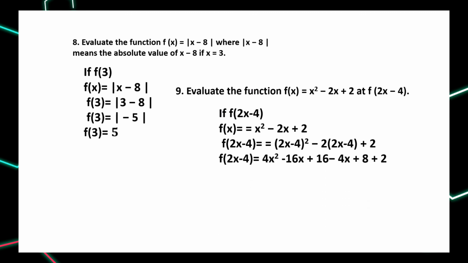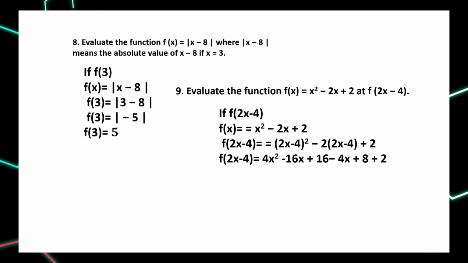So this time naman, paano siya naging negative 4x plus 8? I-distribute natin si negative 2 kay 2x, so that will be negative 4x. And negative 2 times negative 4 is positive 8. Then copy positive 2.